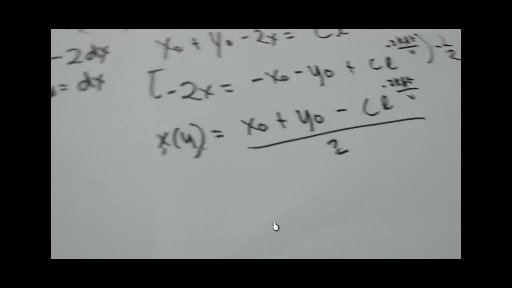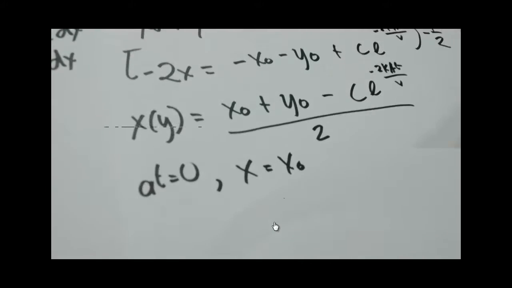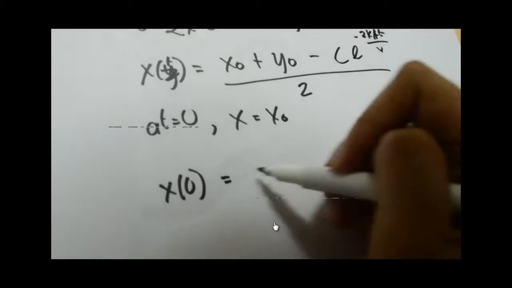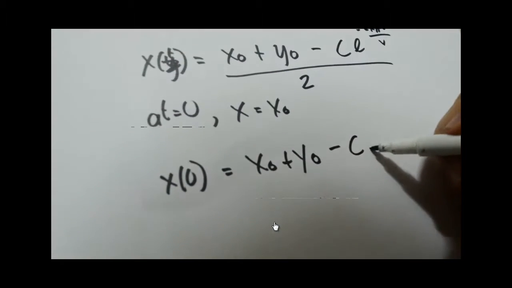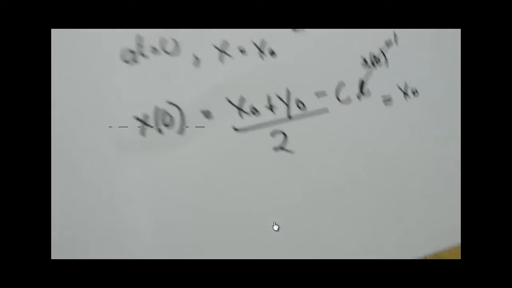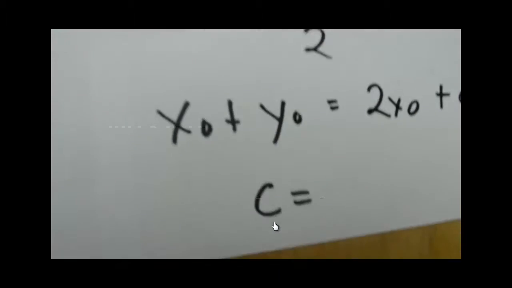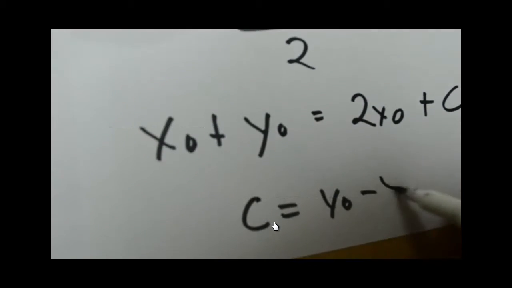Right? So remember, at t equal to 0, our instantaneous x is equal to X sub O. And with that, we'll make it x of 0. So this is x of t. I forgot, I'm used to solving differential equations without application. So x of 0 is equal to (X sub O plus Y sub O minus c e to the 2 times 0, and so on) over 2, equal to X sub O. And that will give us X sub O plus Y sub O is equal to 2 X sub O plus c, and that will give c equal to Y sub O minus X sub O.